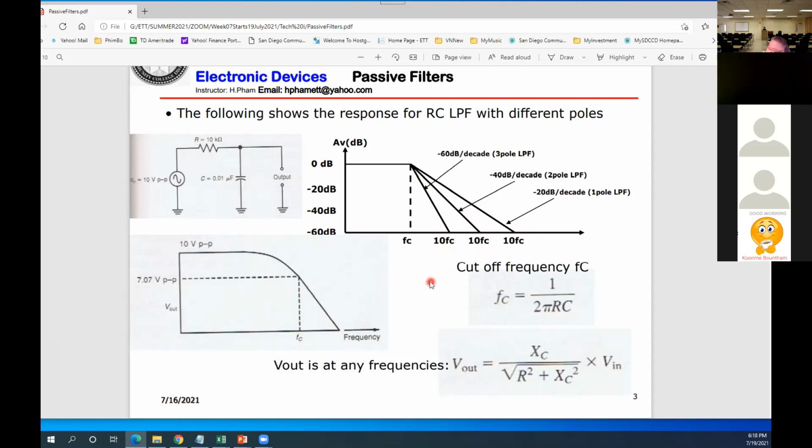Just telling you guys which one is the best. You want minus 60. Why minus 60? The roll off rate is faster. They want to stop the signal you don't want after the cutoff. That's what we're talking about, stop band. We want to stop as much as we can, otherwise you can get more noise. So minus 60 dB will be the best for this example.